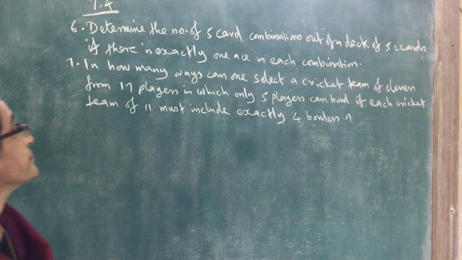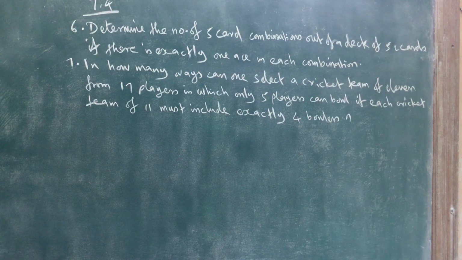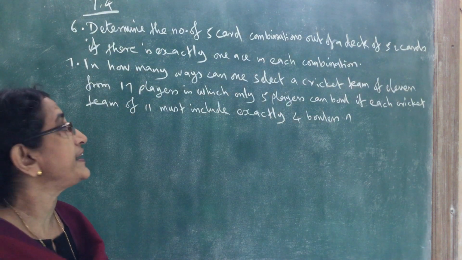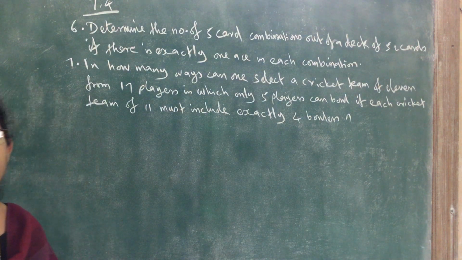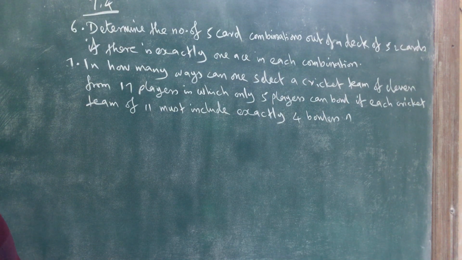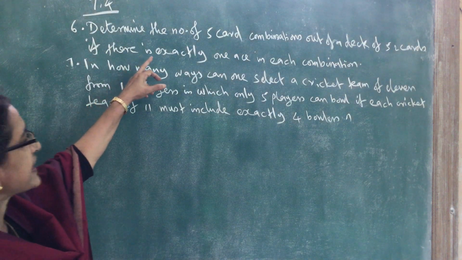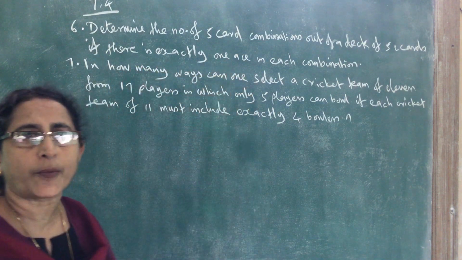Sixth one. Determine the number of 5 card combinations out of a deck of 52 cards if there is exactly one ace in each combination. So from a deck of 52 cards, we have to select a combination of 5 cards, and one condition is there: exactly one ace in each combination.